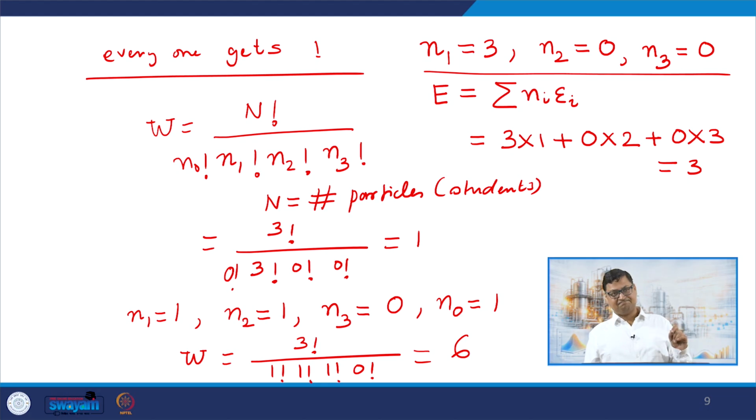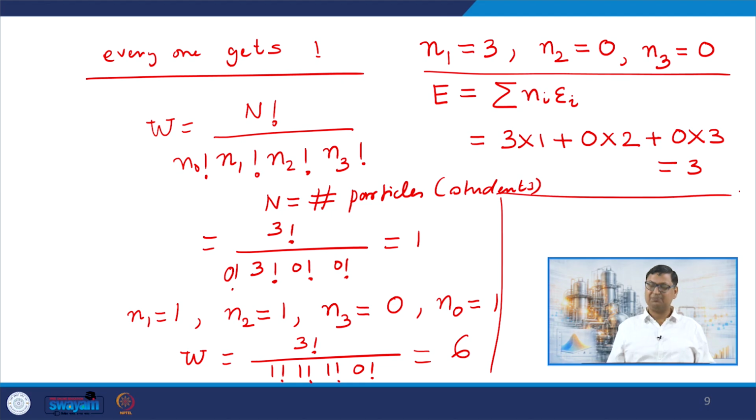So in one way it is possible that everybody gets 1, and in 6 ways it is possible that one of them gets 2, which therefore has a higher probability than the previous case. So the point is that entropy dictates what is more probable, and therefore it is more likely that you will have an unfair distribution of chocolate compared to a fair distribution, right? I can go ahead and do the third case where one person gets 3.